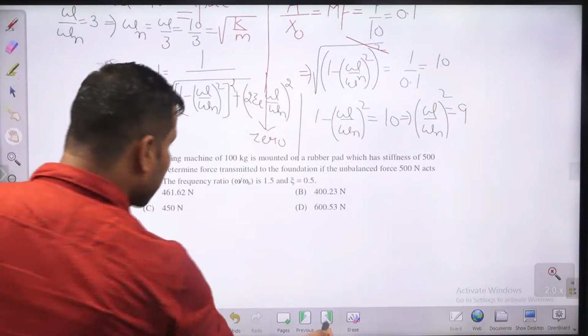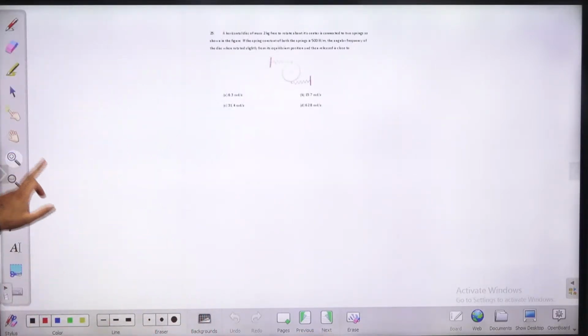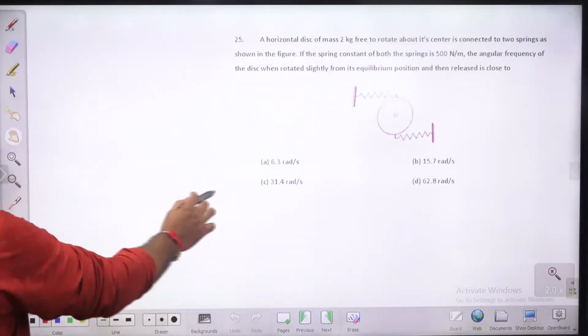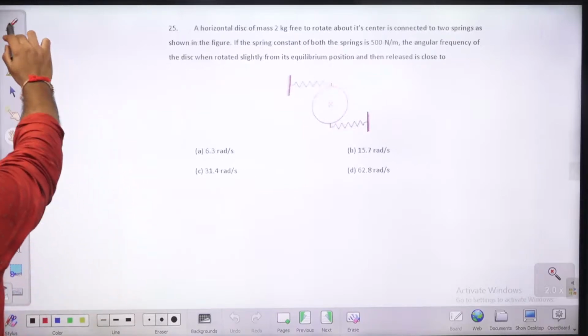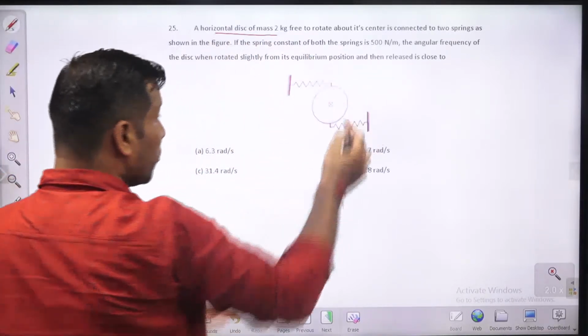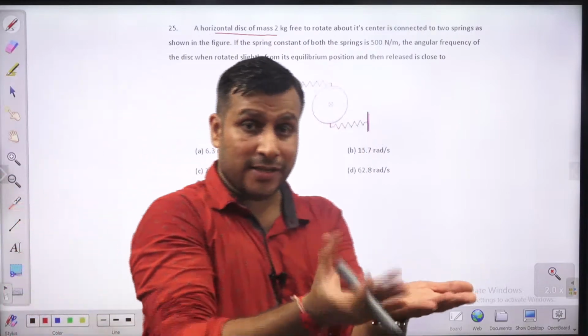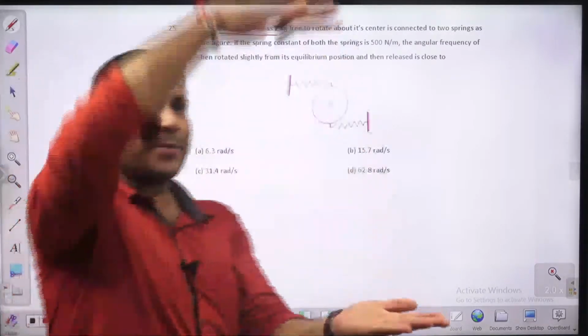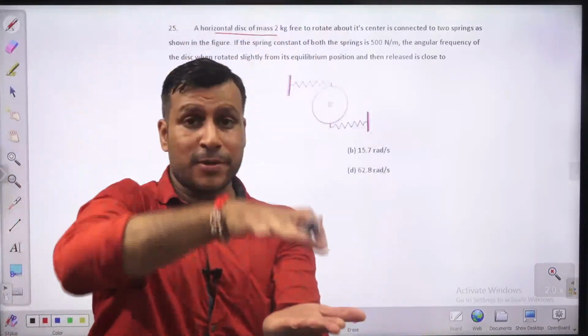Okay, chaliye guys, let us move to the next question. Let me solve first the 25th question in front of you, then we will move to the 24th also. This is the 25th question, guys. Please try. There is a horizontal disc. So this disc is horizontal. This entire arrangement is horizontal, guys. We are actually getting some kind of top view. We are observing this arrangement from the top.